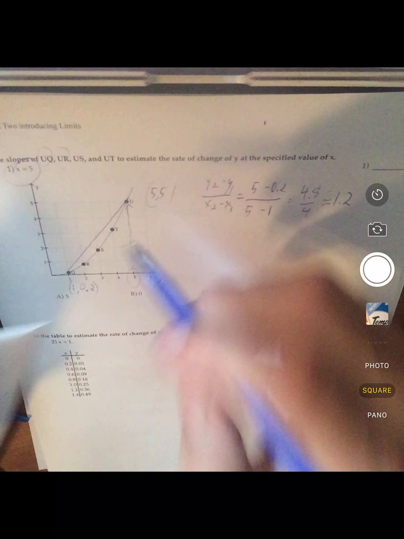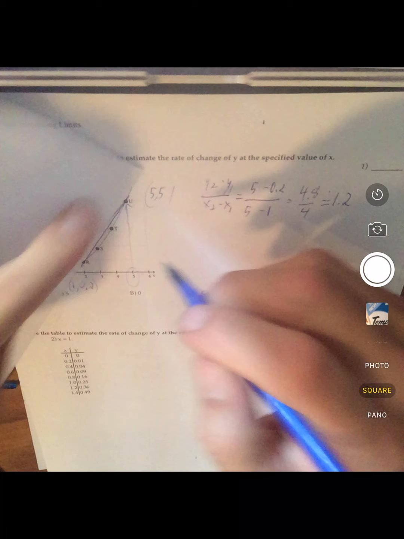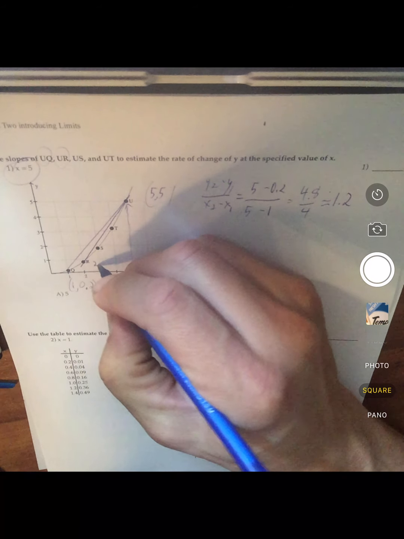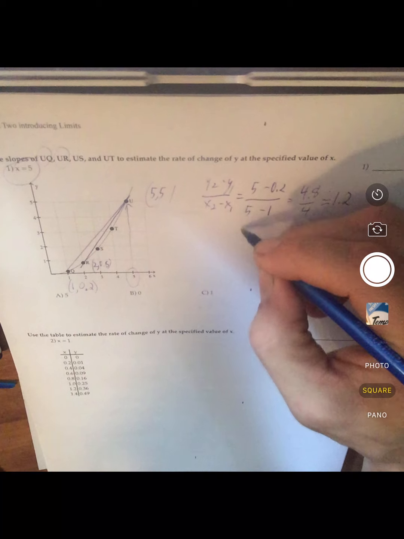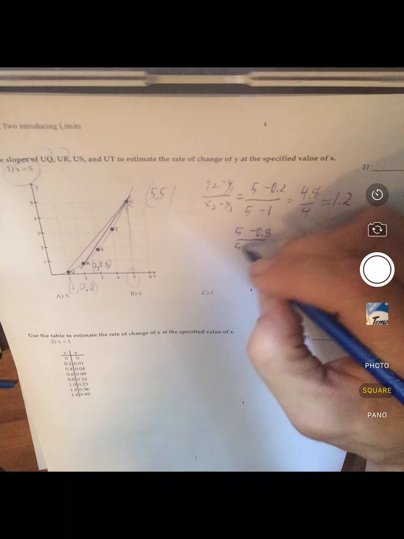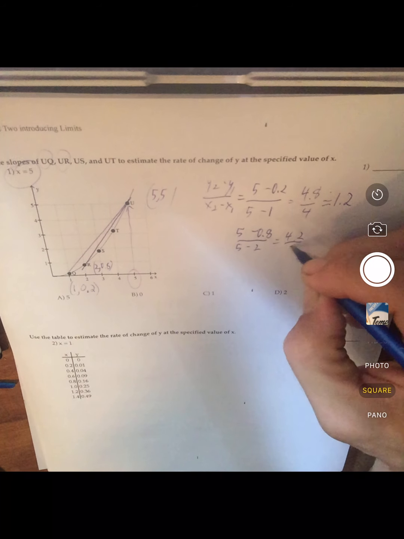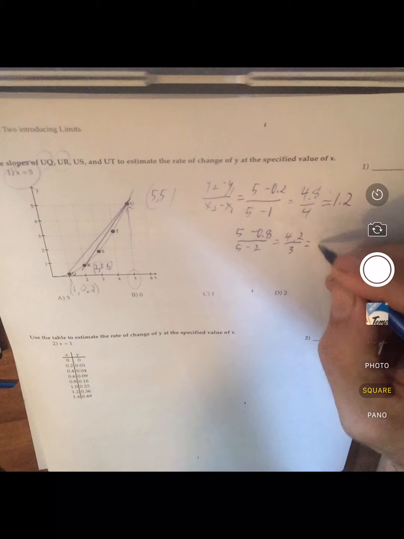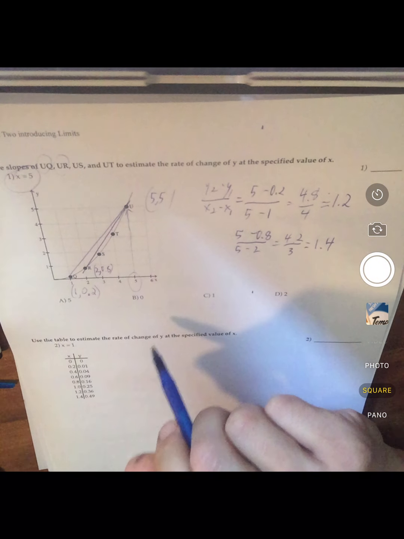Let's do UR. I'll draw it. Coordinates of R are 2, now this looks more like 0.8. So let's see what we get with those figures. Still 5 minus, now it's 0.8, over 5 minus 2. We got 4.2 over 3, which comes out to 1.4. So we are getting higher. That is a steeper slope. That goes with what we see in the picture.